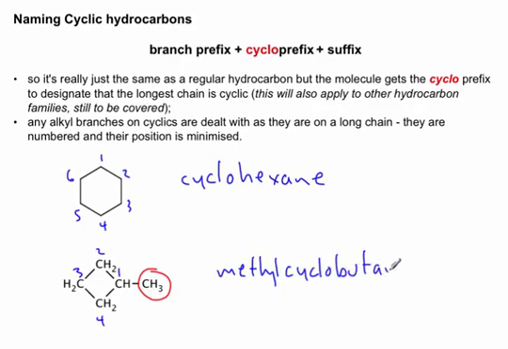And why don't I need a number? Because it's only one single branch, and therefore it has to be on carbon 1. To minimize it, it has to be carbon 1. So the 1, in fact, becomes redundant. You don't really need it. If I had a second branch anywhere in there, I would require numbering.